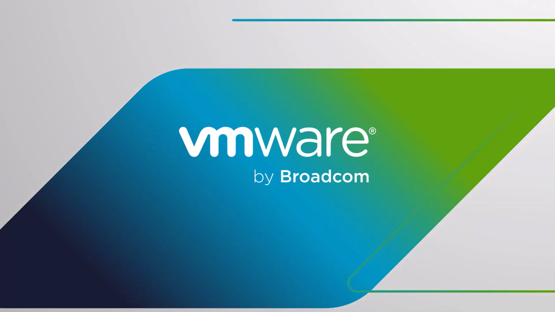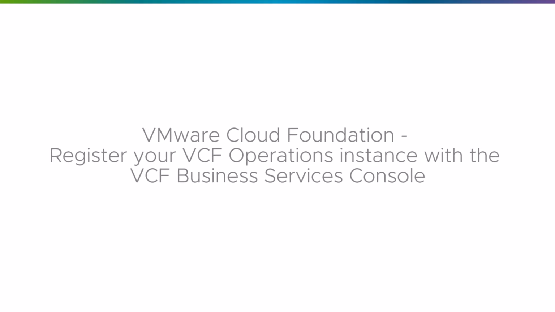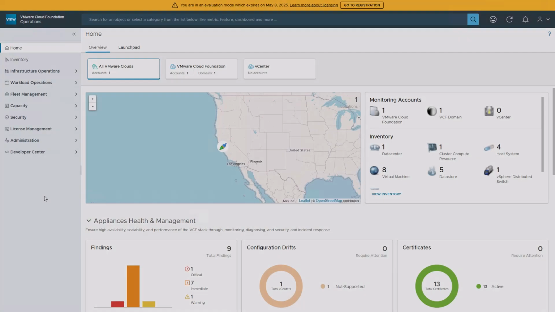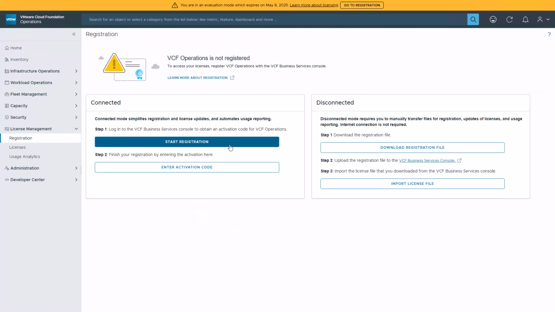Hello and welcome. In this video, we'll be showing how to register and activate licenses for your VMware Cloud Foundation environment. From the VMware Cloud Foundation operations screen, admins can click on the Go to Registration button on the top banner to bring us directly to the License Management Registration page.